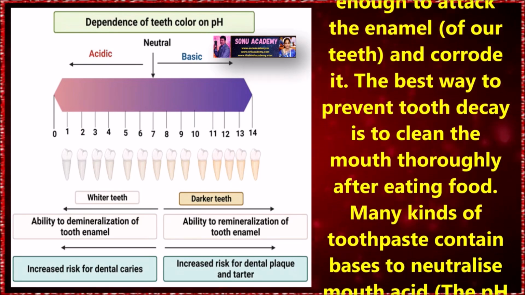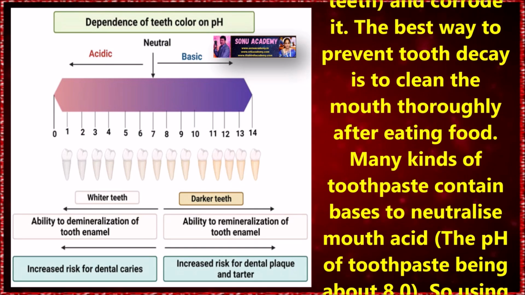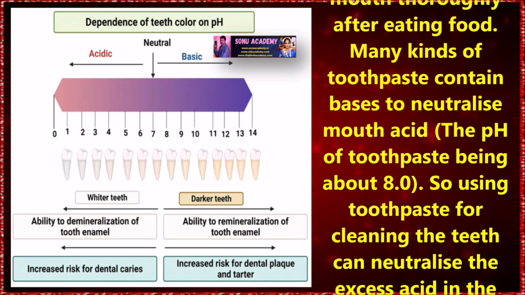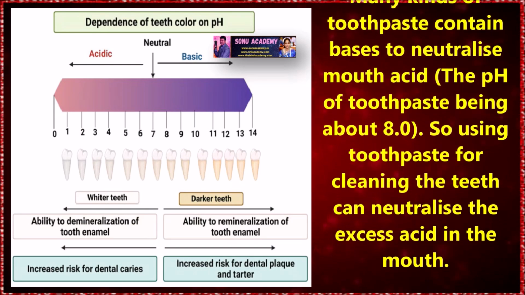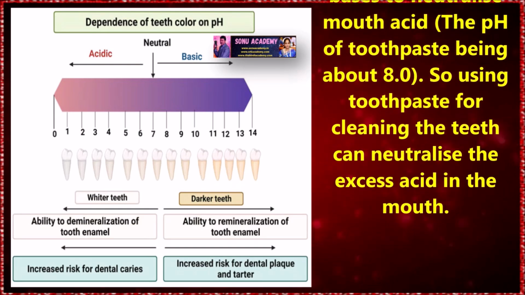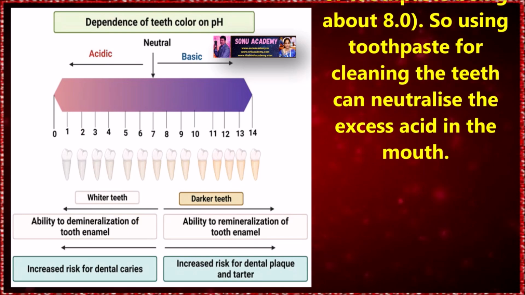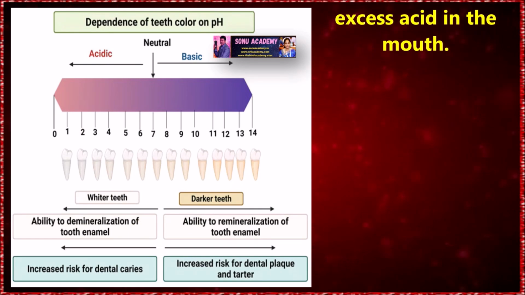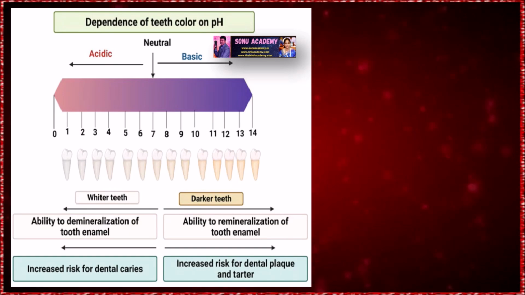The best way to prevent tooth decay is to clean the mouth thoroughly after eating food. Many kinds of toothpaste contain bases to neutralize mouth acid, meaning the pH of toothpaste is about 8.0. So using toothpaste for cleaning the teeth can neutralize the excess acid in the mouth.